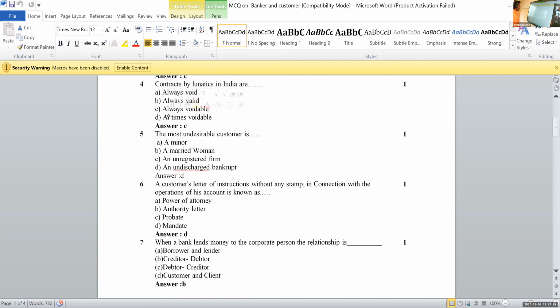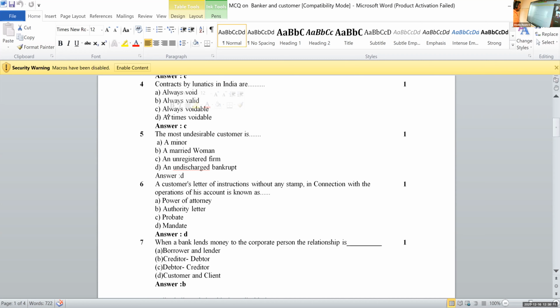Next, the most undesirable customer is the undischarged bankrupt. Types of customers we studied here: minors, lunatics, partnerships, joint stock companies, joint Hindu family, societies, charitable organizations. Here the most undesirable customer is the undischarged bankrupt, who has no capacity to pay the liability.